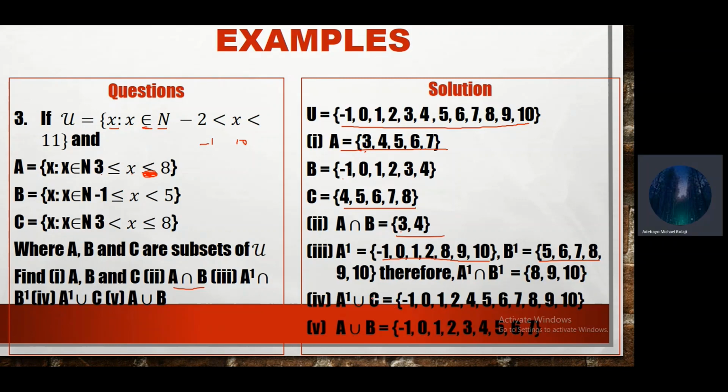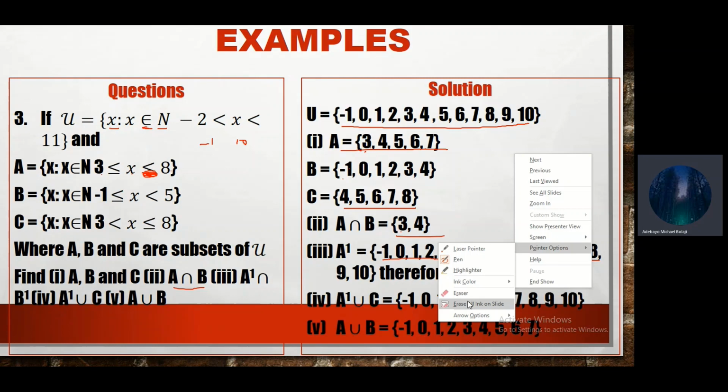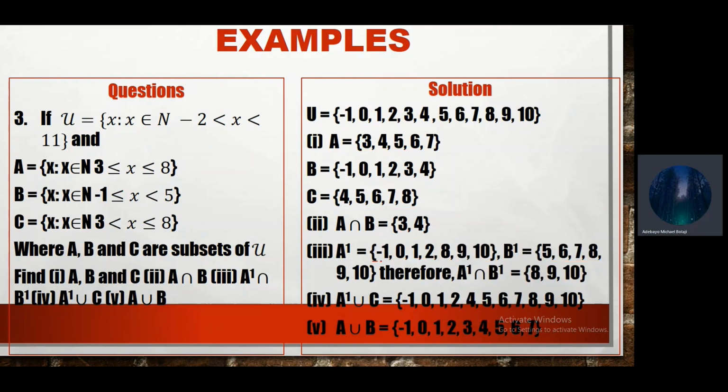Now, A complement union C. We know our A complement. Okay, let's make our work neat. A complement is this. Now, our C is this. Union means joining all the elements together. So we have -1, 0, 1, 2. There's 4 here, so we put 4. There's 5 here, we put 5, we put 6, we put 7. Then there's 8 here, there's also 8 here. We pick one and we put 8. Then here we have 9, we have 10. So you see, we just joined all the members of A complement and all the members of C together.